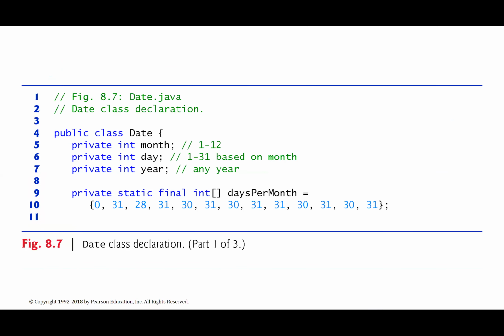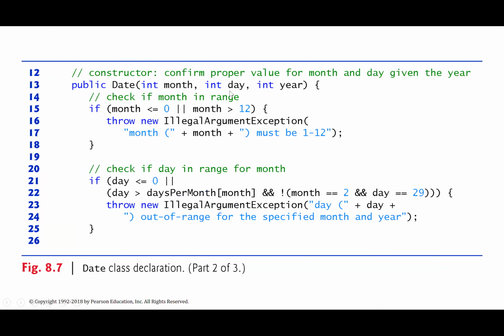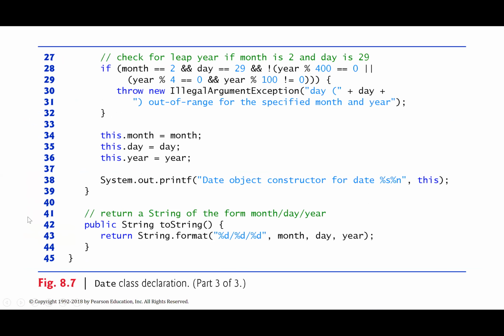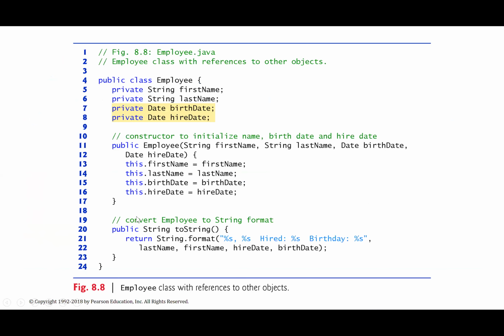Okay, so he's got a date class, 3 fields. He's got a static final field there. He's got a constructor. He's got a toString method. We'll talk about our toString methods. And then he has an employee class that actually uses the date class. This right here is the association, okay, or aggregation or composition. There's a little bit of difference between the 3, but you can use whatever one of those terminologies you want.